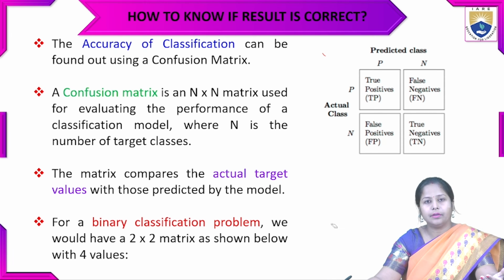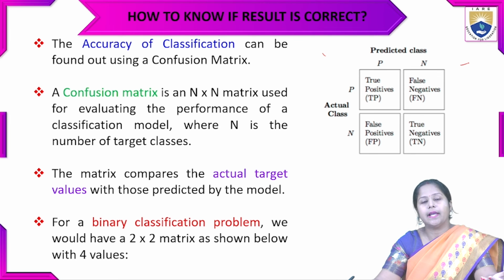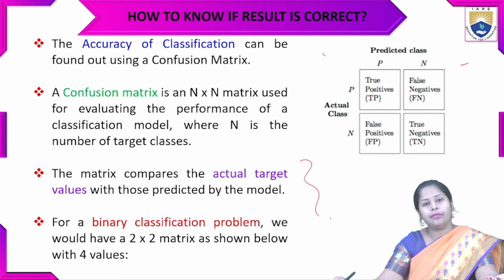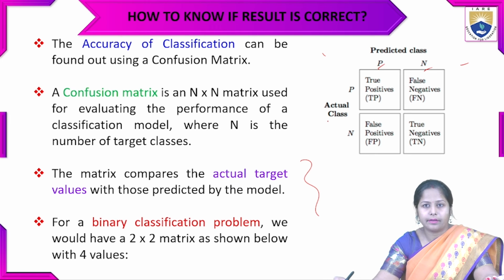So here we have seen this for two classes, but that can be up to n into n. So how many classes do we have to predict? For that we have to make the confusion matrix, right? The matrix compares the actual target value with the value predicted by the model. So the predicted values will be compared with the actual values, right?